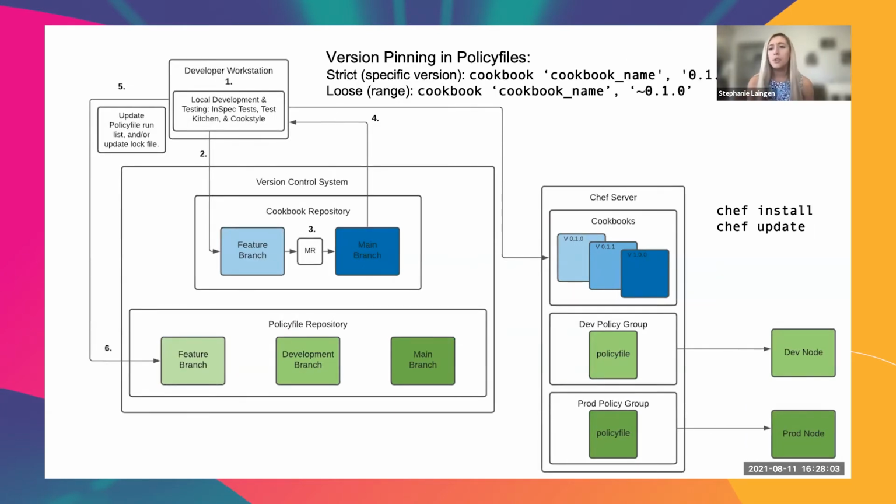But in order for those nodes to actually run the new version of the cookbook, they have to have that information in their run list somehow. So in order to do that, we need to update the policy file that defines their run list. We can do this a couple different ways.